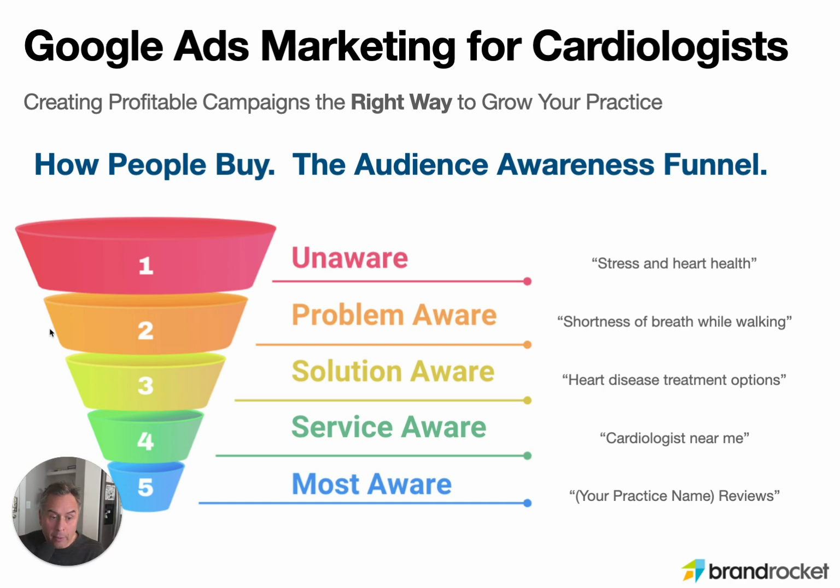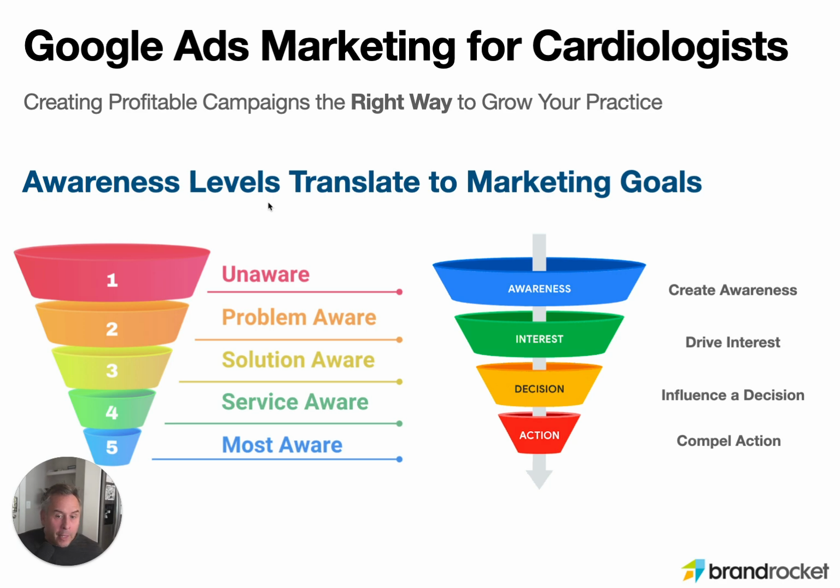There's a whole bunch of them out there. So what we do here is we want to translate these awareness levels into marketing goals. Okay. So at the unaware stage, we want to create awareness. So direct correlation, right? If somebody's unaware, let's create awareness. If somebody's problem aware or solution aware, we want to drive interest. If they're service aware, we want to influence a decision that steers them in the direction of the service that we're providing. And then most aware, we want to compel action. They're ready to make a decision. We want to get them into the practice as quickly as possible.